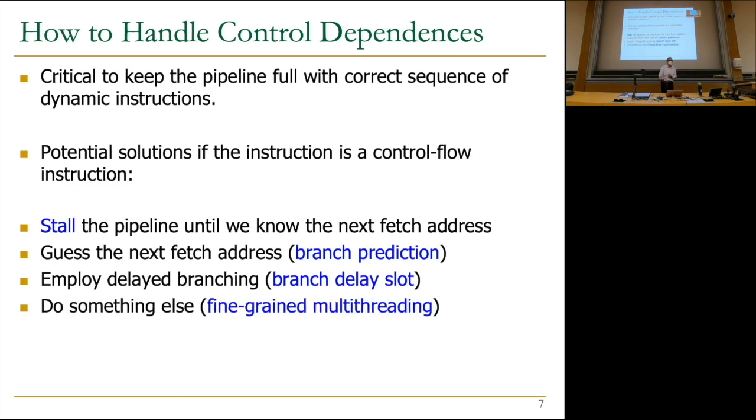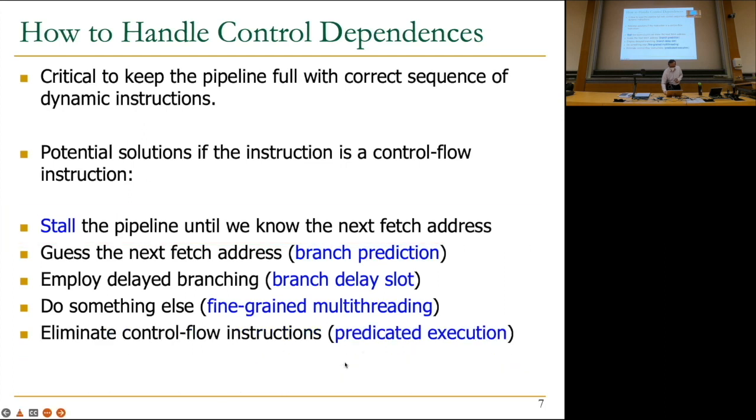Fine-grained multi-threading, our friend, applies here also. Do something else. I don't want to deal with this branch. Well, I don't want to deal with any dependence, and I have enough threads, so I don't have the branch problem, right? As we discussed, fine-grained multi-threading is beautiful if you don't care about the performance of this thread. And yeah, there are 2 other interesting directions which we probably won't have time to talk about.